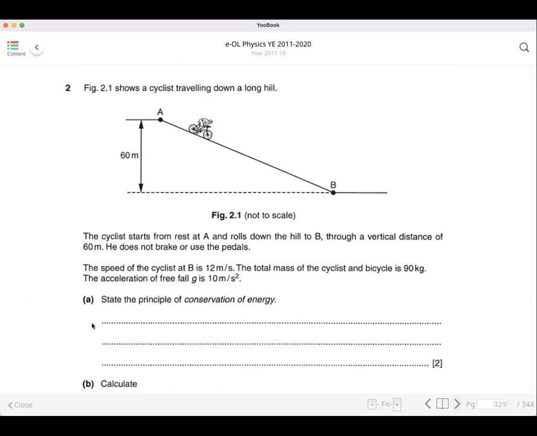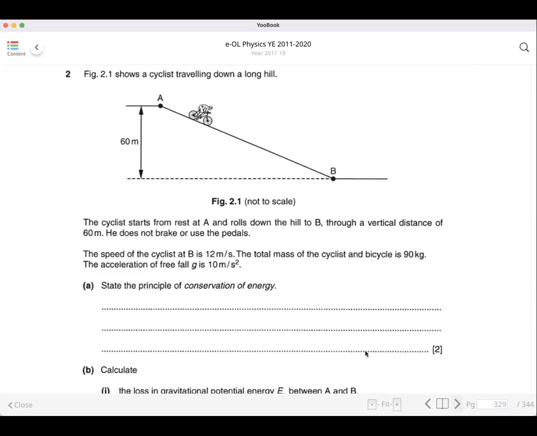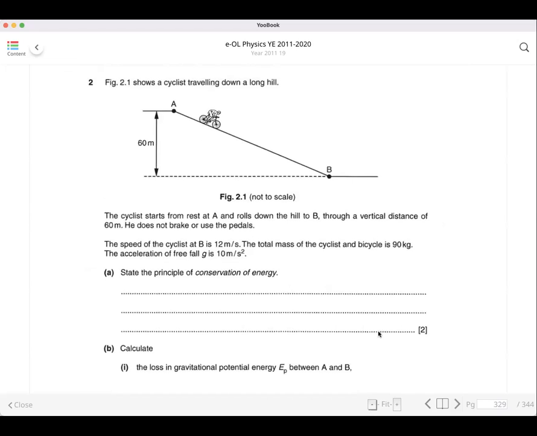Question 2. I will skip 2A. Anybody need me to explain 2A? Let me know. Let's all do 2B, the loss in gravitational potential energy between A and B. Ryan, your cross means what? Means you want me to explain?